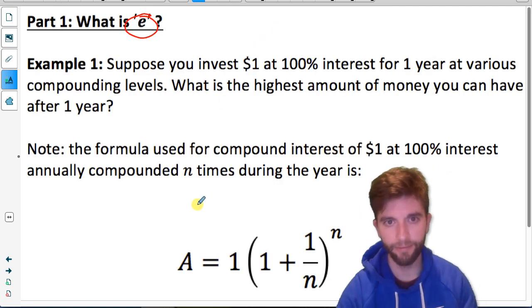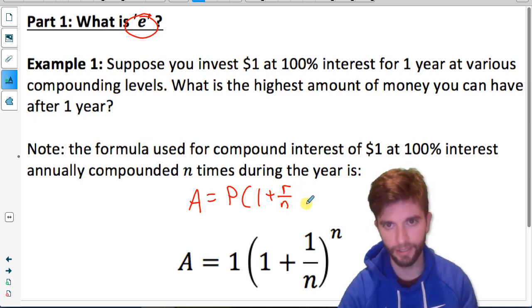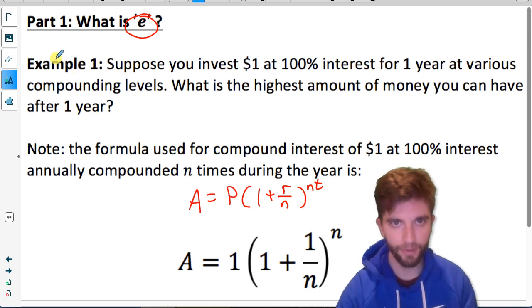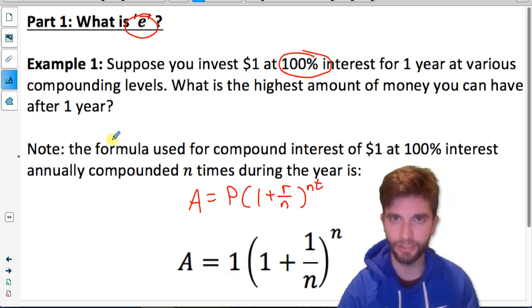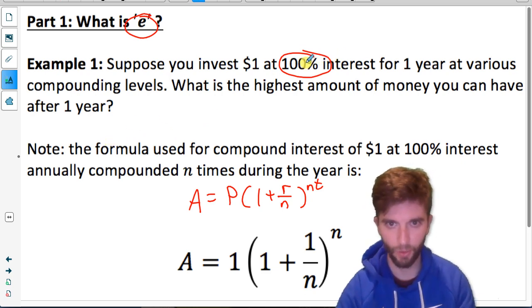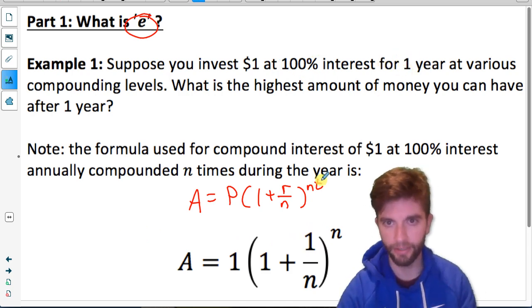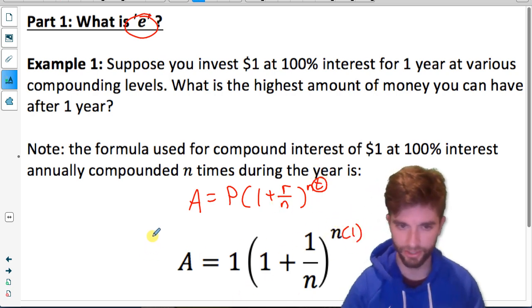So let me just rewrite that formula right here. A equals the principal amount times 1 plus the interest rate, which we always use as a decimal value, divided by n, the number of times the interest is applied per time period, to the exponent of n times number of time periods. So for this example, it says suppose you invest $1. Okay, that's our principal amount. That's why you see a 1 here. At a 100% interest rate. 100% written as a decimal is 1. That's why you see the rate of interest written as 1. And we leave it in there for 1 year. Okay, so the number of time periods is just 1. So that's why up here you just see n. n times 1 is just n.